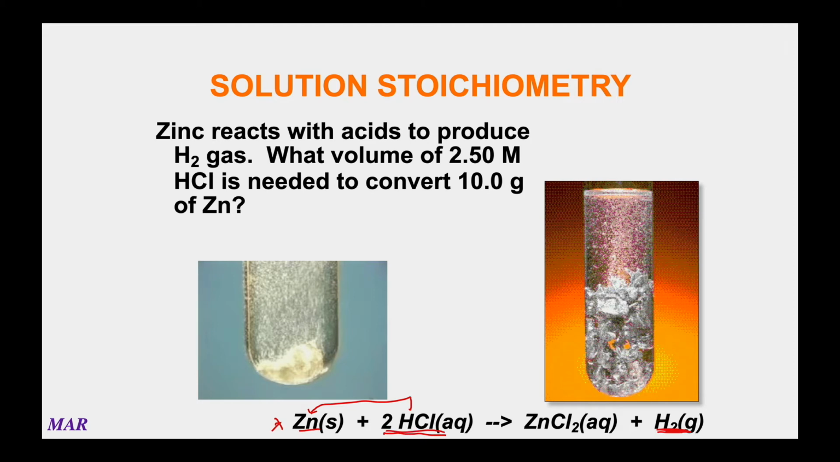But then, instead of going moles of HCl to grams of HCl, which we did in the last section, we're going to use 2.50 moles of HCl per liter of HCl. And that, if we arrange it right, will give us the volume in liters of HCl, which we can turn into milliliters or whatever. So check this out, it's pretty cool.